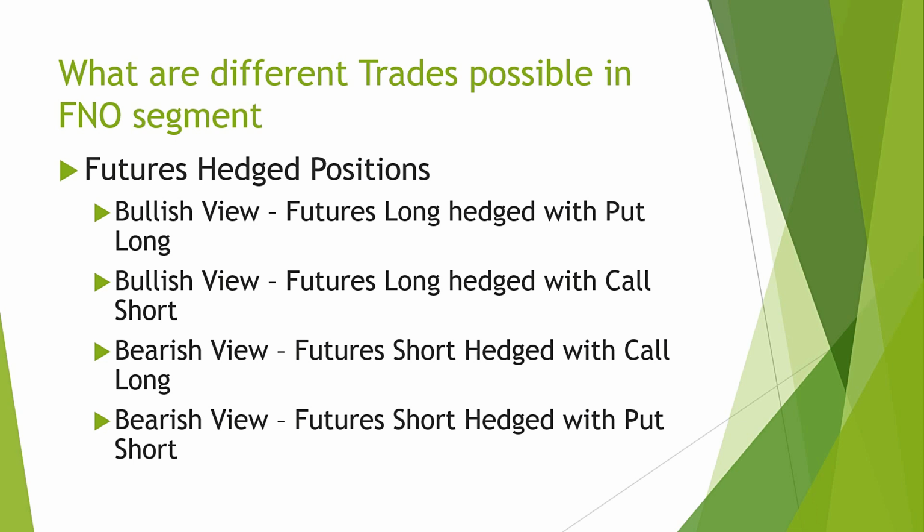When we have a bearish view, then we can take futures short and it is hedged with call long. So bearish position is futures short and call long is a bullish position, means this position is hedged. When we have a bearish view, futures are shorted and this can be hedged with put short. Put short is a bullish position in underlying. So to hedge a bearish futures position, we can go short in puts. These are 4 basic types of trade possible in futures segment.